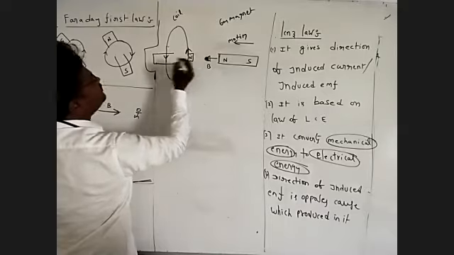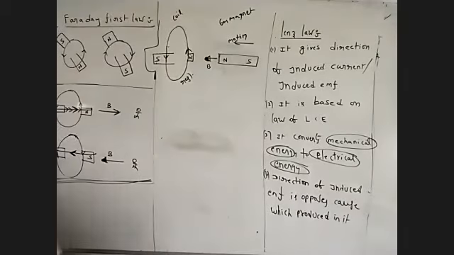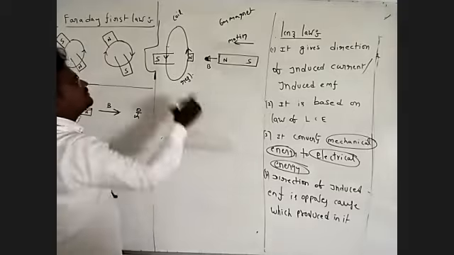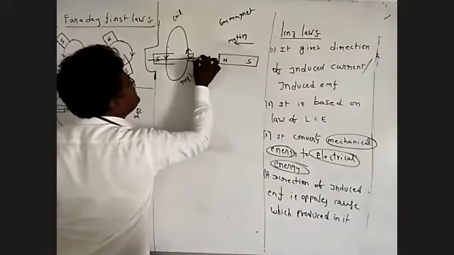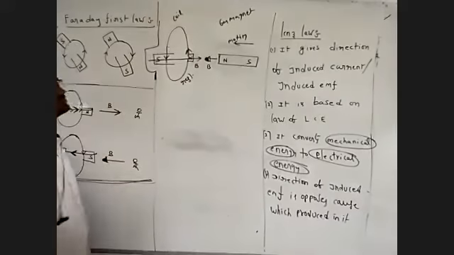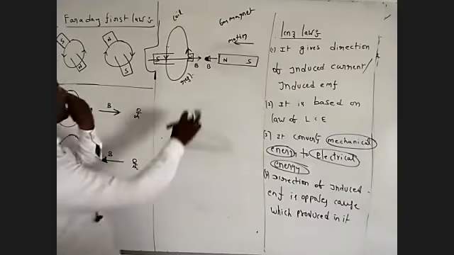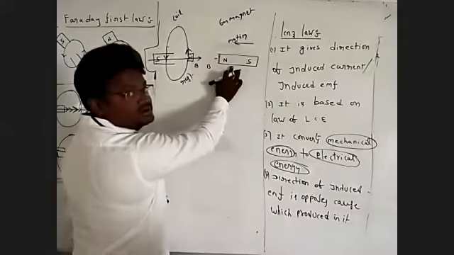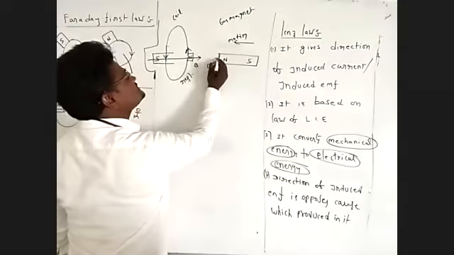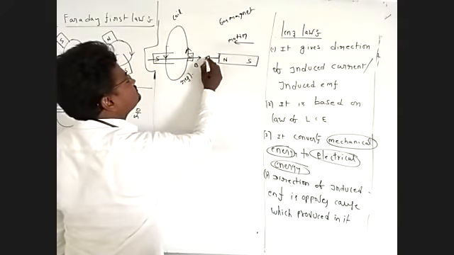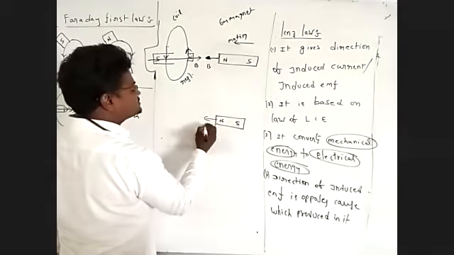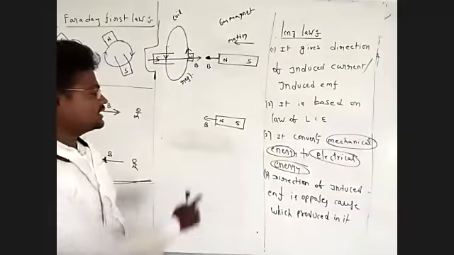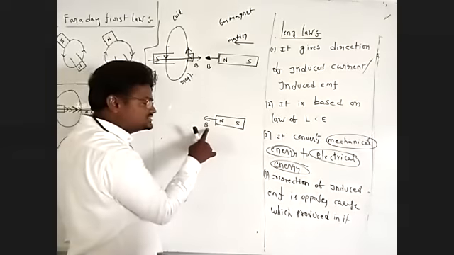The front of the ring acts as the north pole. The back of the ring acts as the south pole. The direction of the magnetic field is south to north inside the bar magnet. That is the direction of the magnetic field. This is a bar magnet, north pole and south pole. This is the direction of the magnetic field outside.